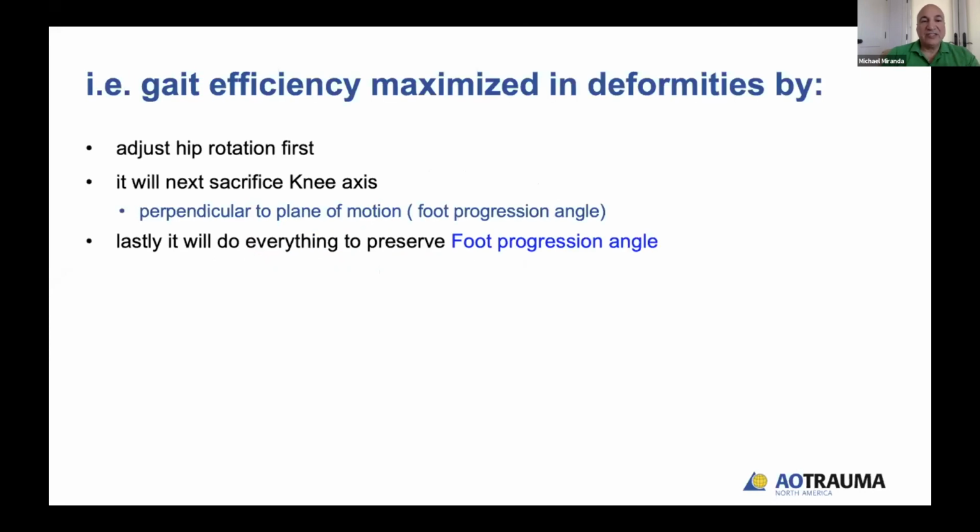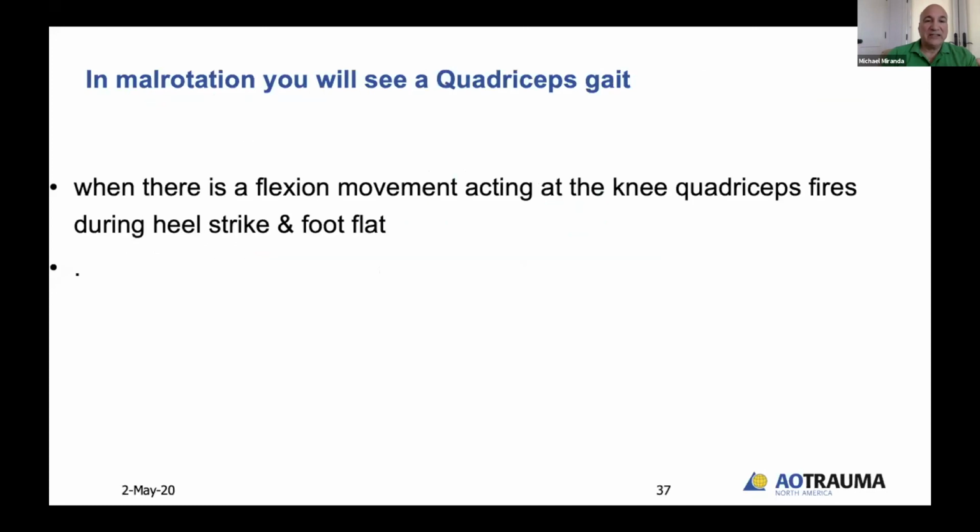So again, just saying this differently, if you've got a deformity, you're going to notice hip rotation changes first. Next, it'll sacrifice that knee axis, but it'll do everything to keep that foot progression angle within 0 to 6 degrees. So if you see somebody whose foot progression angle is off, they're already at the end of their capacity for tolerating and accommodating to that.